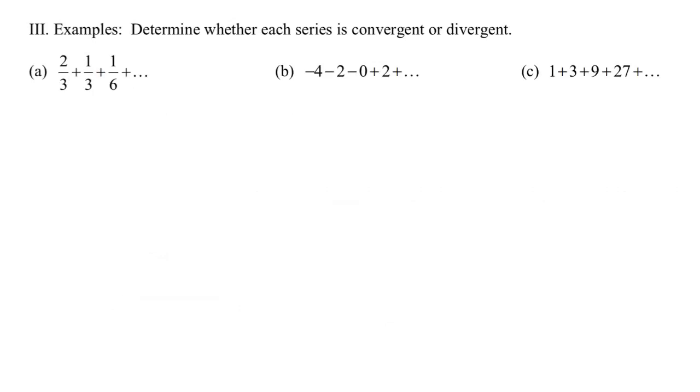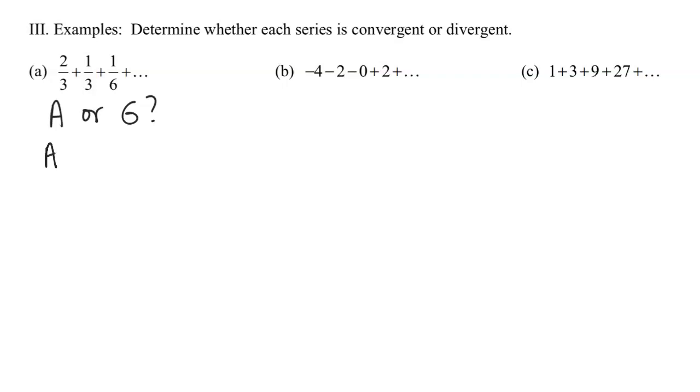Okay, so now that we've discussed when a series converges or diverges, let's see if we can work some examples and determine the convergence or divergence of these three series. So starting with A, we've got 2/3 plus 1/3 plus 1/6, etc. And the first thing we want to do is figure out, is this particular series A or G? What I mean by that is, is it arithmetic, meaning it has a common difference, or is it geometric, meaning that it has a common ratio?